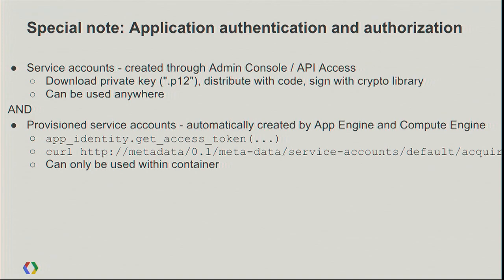So in App Engine, we have the app identity module. We have get access token. And in Compute Engine, we have a metadata server, which I'll go through in a little more detail in a minute. But these are both ways that we will automatically create access tokens for you, or we can sign blobs for you, so that you don't have to worry about distributing those keys yourself. The downside is it'll only work within that container, but the positive side is it's much easier to deal with. So I just wanted to take that little note out to talk about those two different types.